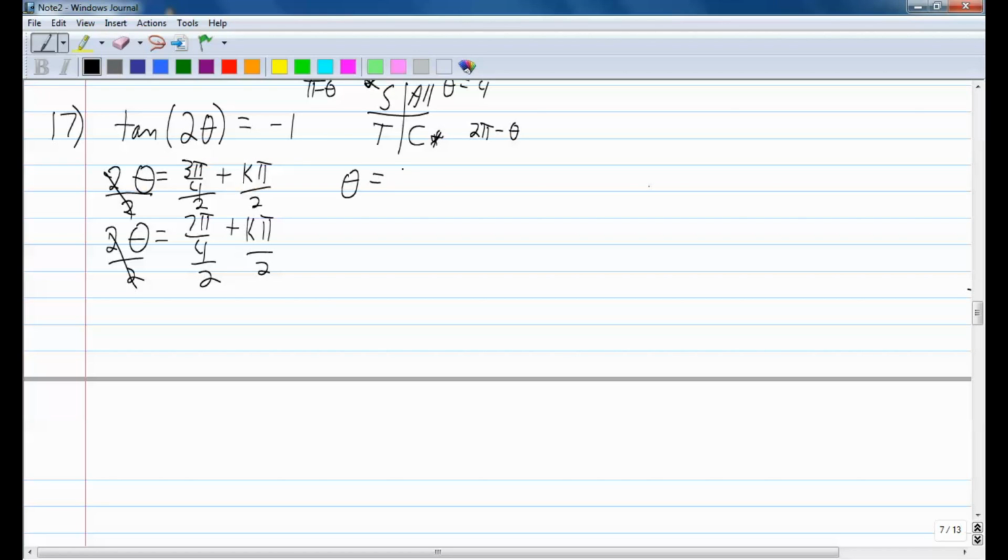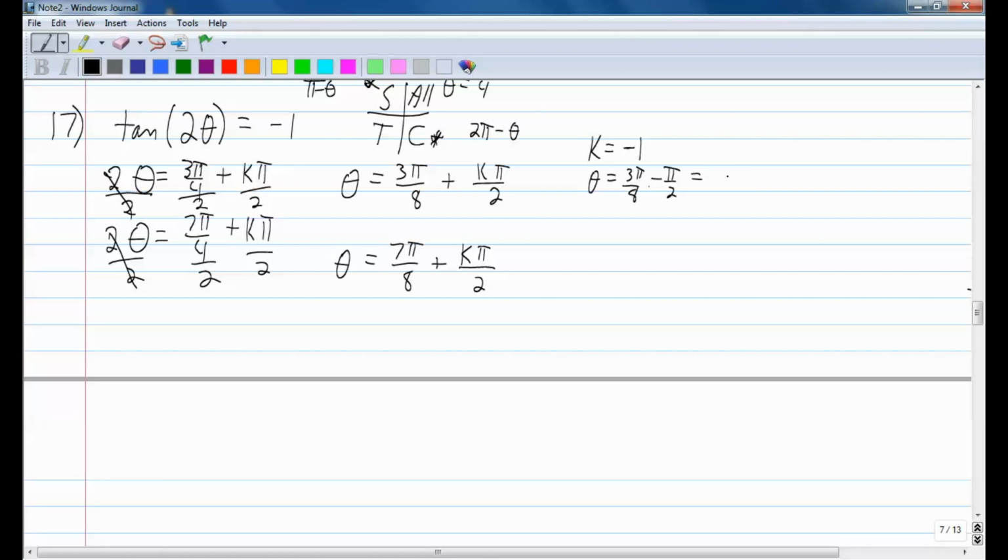So I'm going to have theta equals 3 pi over 8 plus k pi over 2, and theta equals 7 pi over 8 plus k pi over 2. Now I start letting k equal integers to get my answers between 0 and 2 pi. So I'd start out with k equals negative 1. If you do, you're going to have 3 pi over 8 minus pi over 2.